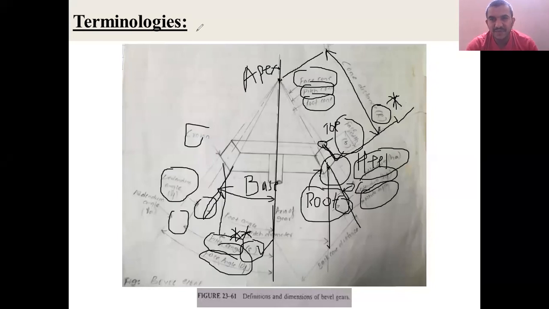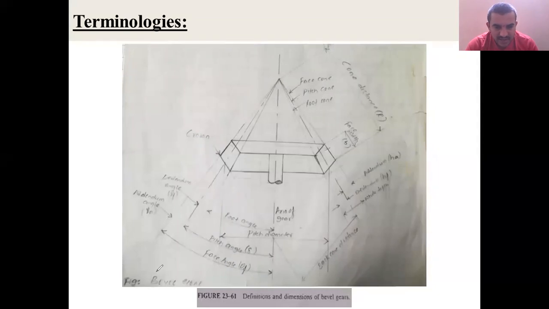Clear? On this you can see in the data handbook, figure number 23.61, the definition dimensions of bevel gears. So whatever theory portions we discuss, if you go through the data handbook page by page, almost all the sketches and explanations you can get from it. That's why you should utilize the data handbook properly.